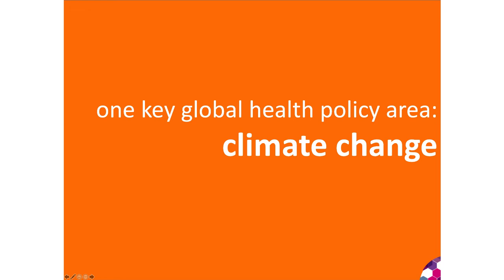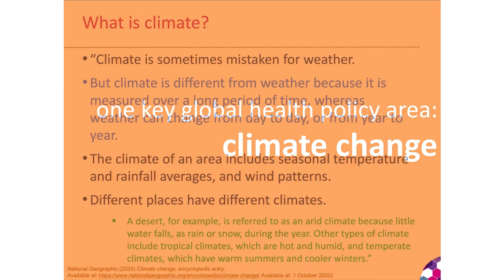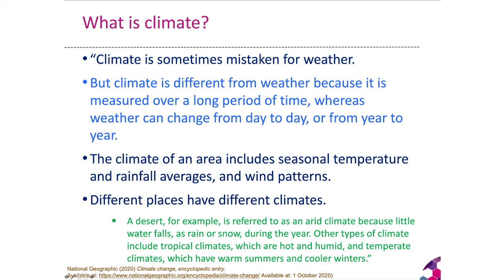Now let's move on to the second key global health policy area, climate change. Climate is sometimes mistaken for weather, but climate is different from weather because it is measured over a long period of time, whereas weather can change from day to day or from year to year. The climate of an area includes seasonal temperature and rainfall averages and wind patterns. Different places have different climates.